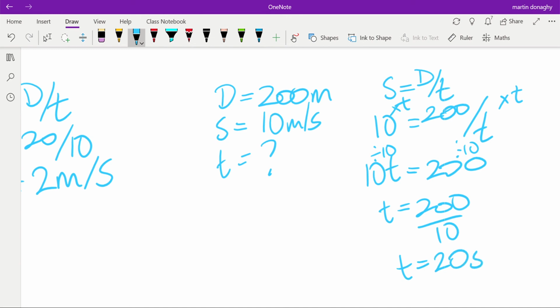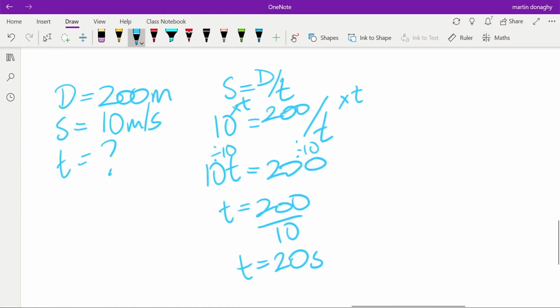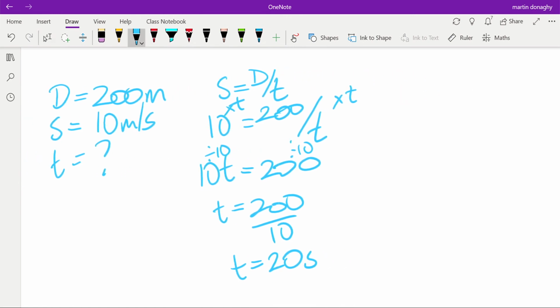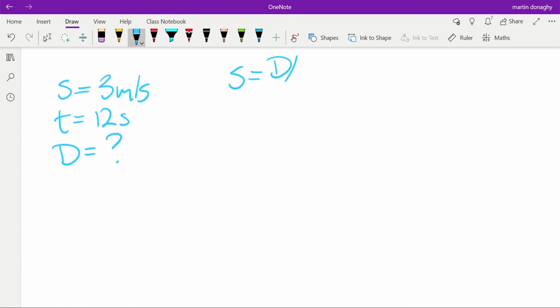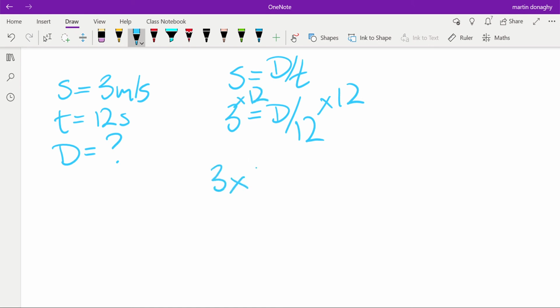Okay. The only other way we can be asked questions on this is if you are given the speed. Let's say it is 3 meters per second, and you're given a time of 12 seconds, and you're trying to find a distance. Do the same thing. Write out the equation, speed equals distance divided by time. Write it out again, but put in the values. Okay, you can see on this side we're trying to find out what d is, but at the minute we're dividing it by 12. We know that's 3, so we multiply this side by 12, multiply the other side by 12, and that gives us 3 times 12 equals the distance. So the distance is 36 meters.